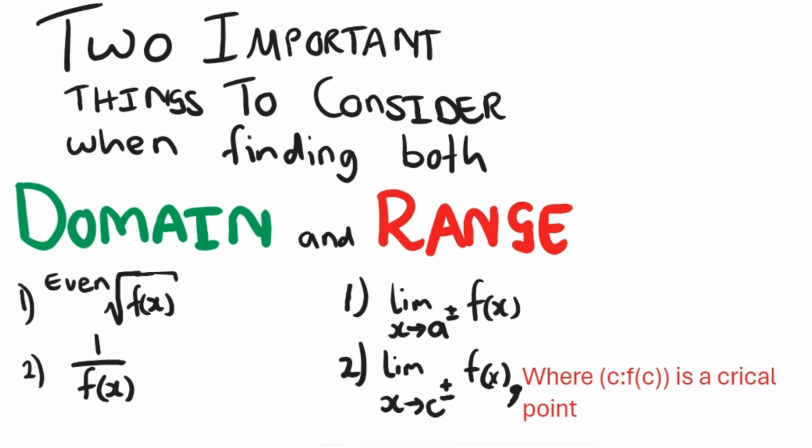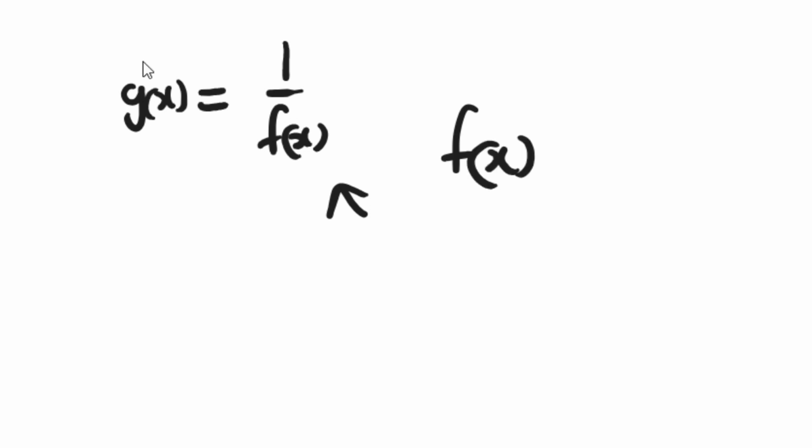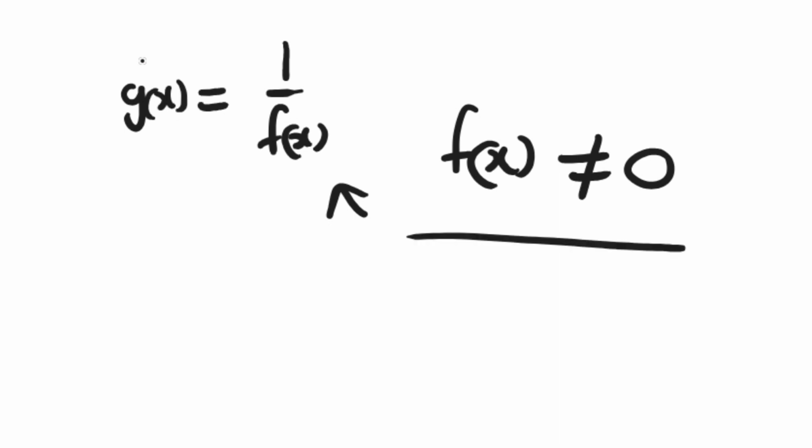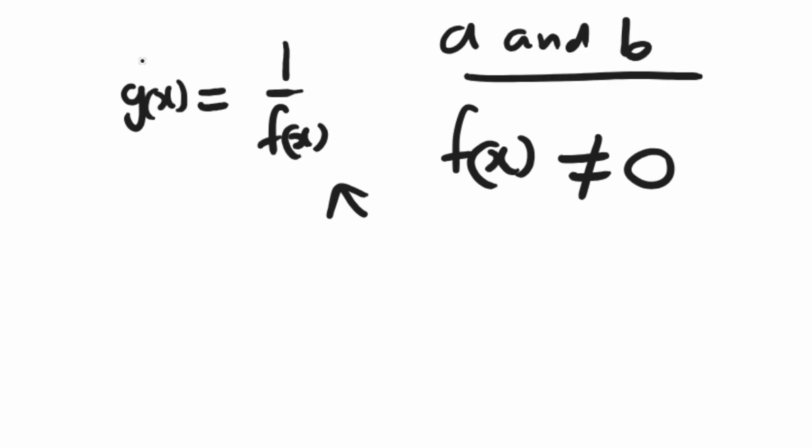Now let's look at our second one. It says 1 over f of x. Let's say it was g of x, being equal to that. We want to avoid all the cases that will make our f of x equal to 0. So you start by writing f of x must never be equal to 0, and then you proceed solving from there. Let's say you produce some value a and some value b. Maybe x must be between a and b.